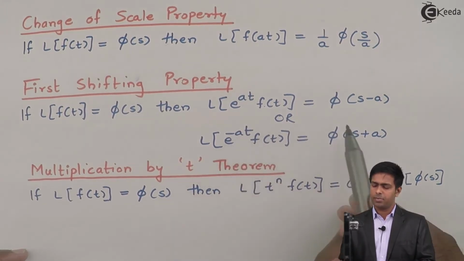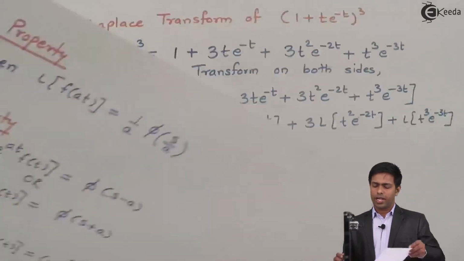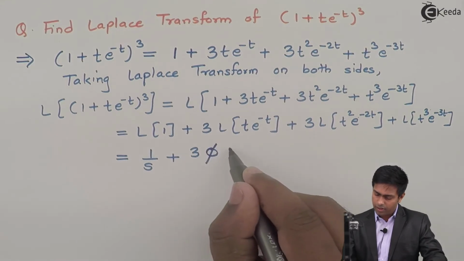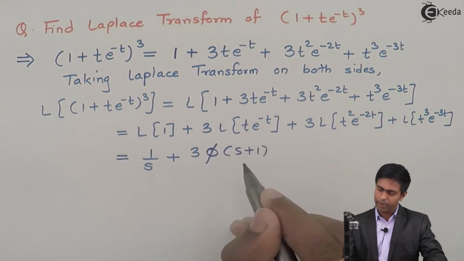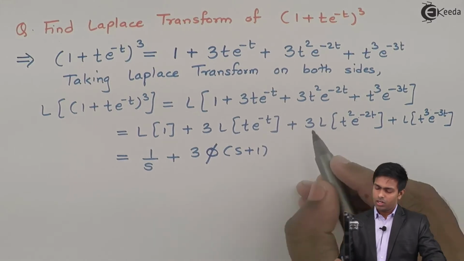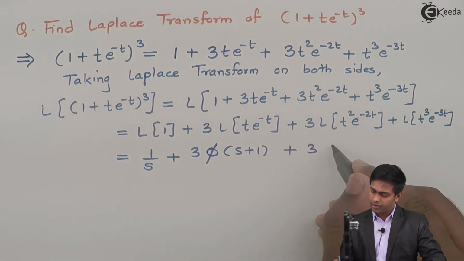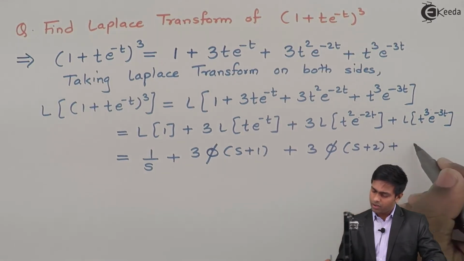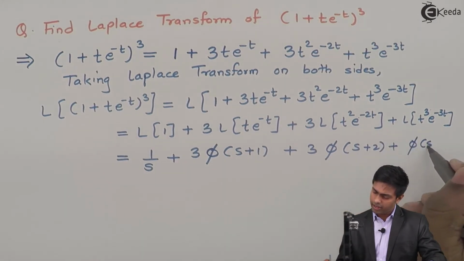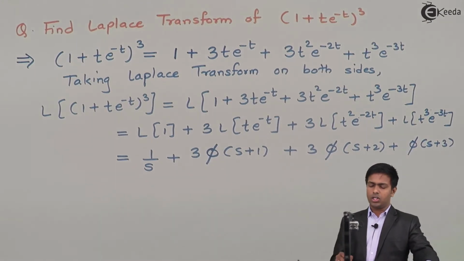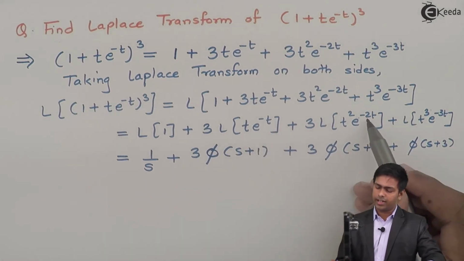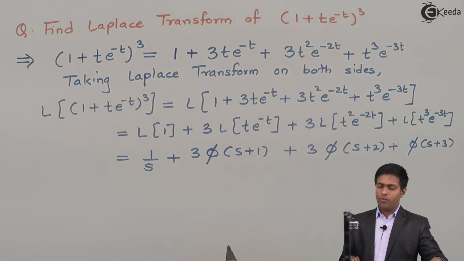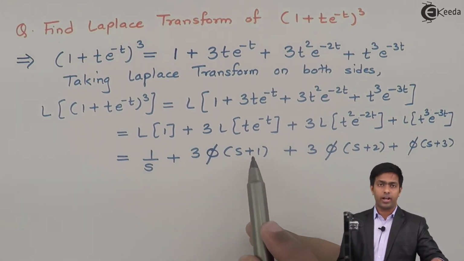So this minus a will become plus a. So here I can say that we will get function of s plus 1, because a is minus 1. Here I'll get function of s plus 2, and here I can get function of s plus 3, because here a is minus 1, here a is minus 2, and here a is minus 3. Now how will we get this function of s plus a, or s plus 1?